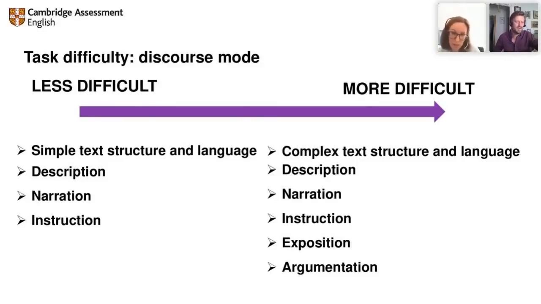When discourse mode involves the structures and also the type of the discourse, of course. So simple text structure and language makes the task less demanding, and description, narration, and instruction are common discourse modes at lower levels. When we want to make the task more challenging, we're going to make the structure slightly more complex, and also the language. We are still going to have description, narration, and instruction, but we are also going to add exposition and argumentation.